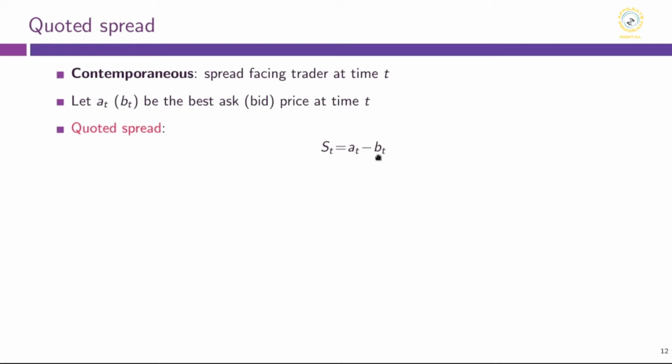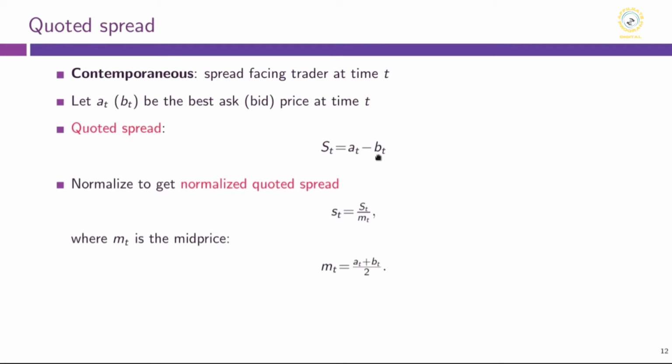Well, this is all good and nice, but if I, for example, tell you that the quoted spread on Microsoft stock is currently at $1, is that a lot or not? How should we treat this absolute number? Well, the answer is we cannot. But it makes a lot more sense to talk about the relative spread, the normalized spread.